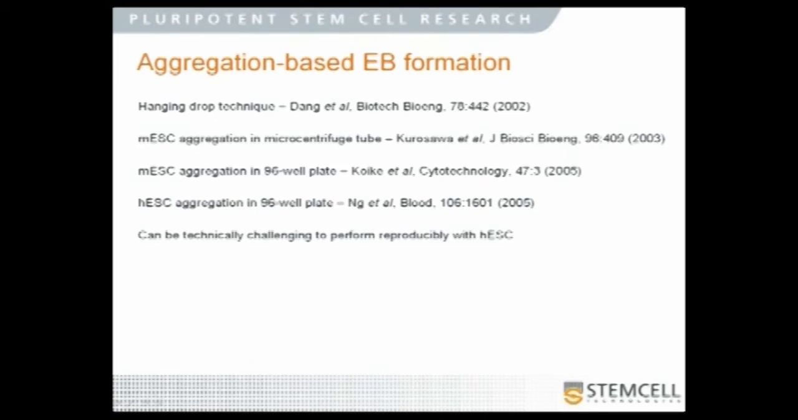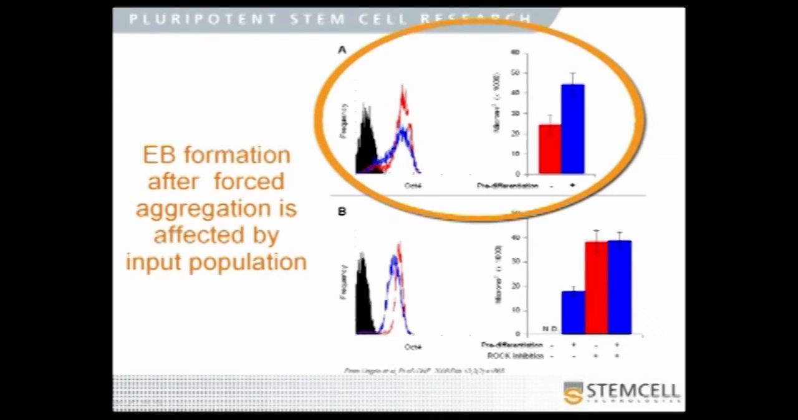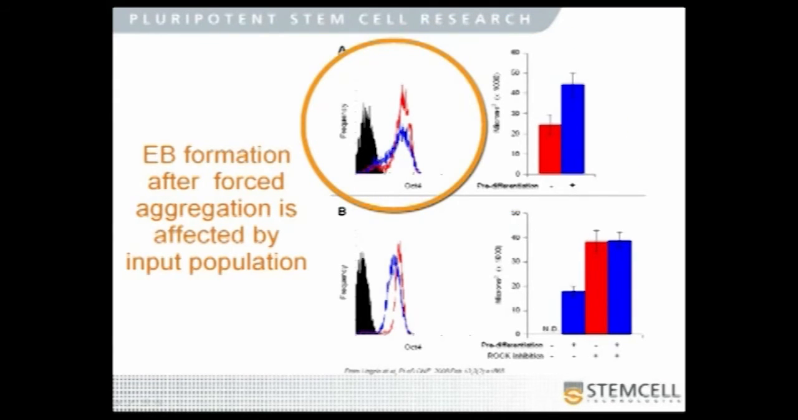And I won't go into great detail about that, except just to show a key piece of information here. EB formation after forced aggregation is strongly affected by the input population. So I'll draw your attention to panel A for a start. On the left-hand side here is a histogram from a flow cytometry experiment for the pluripotency marker OCT4. In red is the baseline ES cell population, and in blue is the profile derived from the original population, but differentiated for 72 hours prior to harvest in the presence of serum.